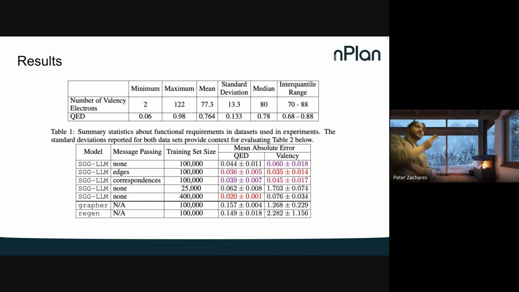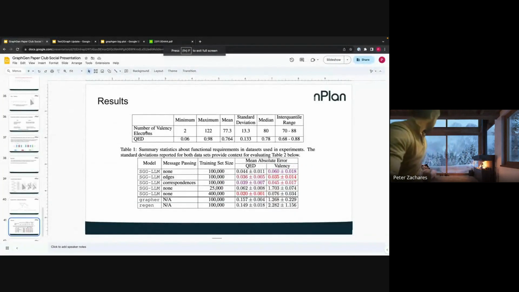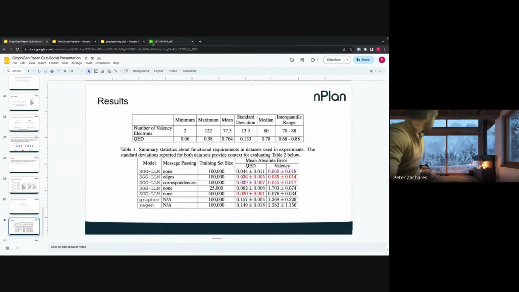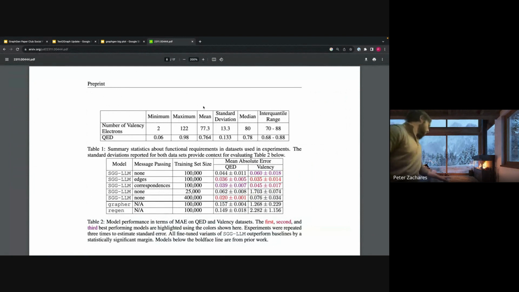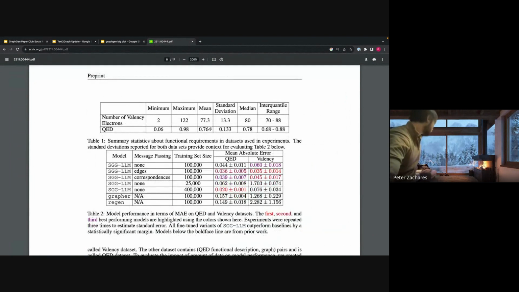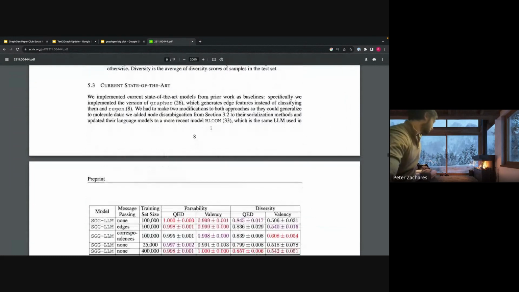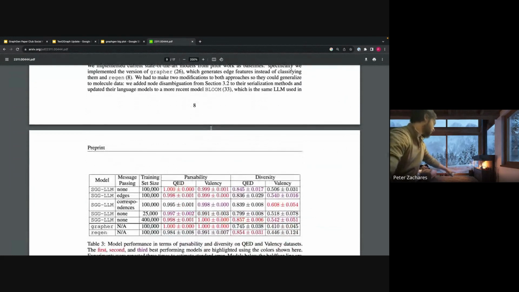So yes and yes. With this data set, this parsability metric tells you how often it is hallucinating or generating all of the examples that you're talking about, which is not very often.